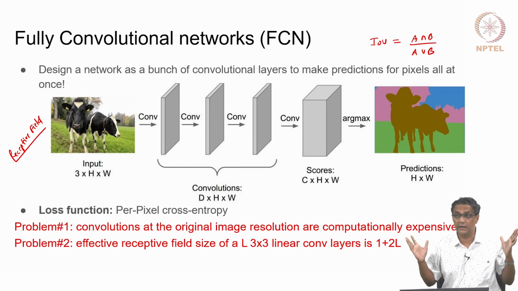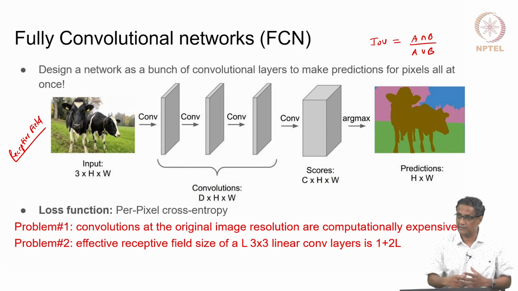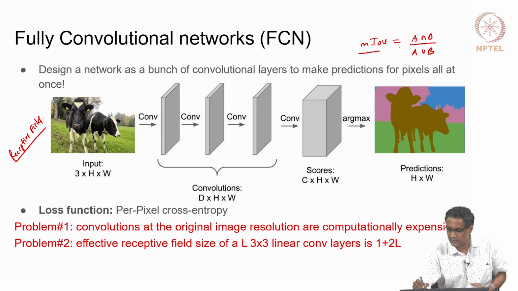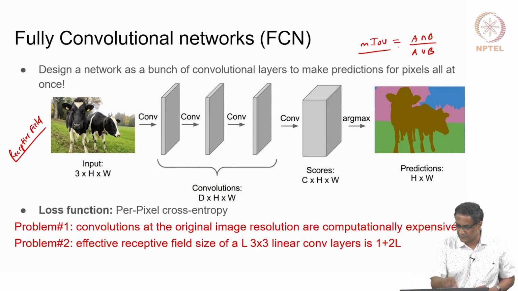If you want to know how well you did overall, I have completed my training and I need to know how well I did. So the metric that they use for segmentation is what is called the mean intersection over union value. And as you see, it kind of goes down.